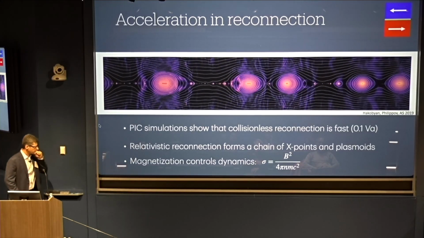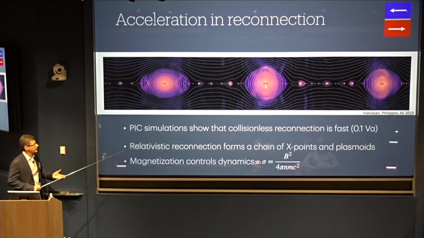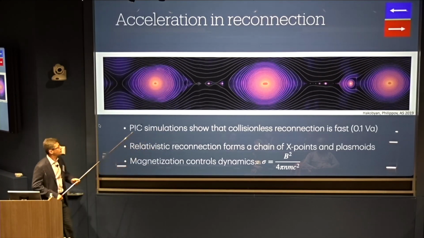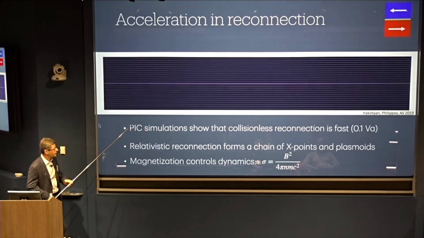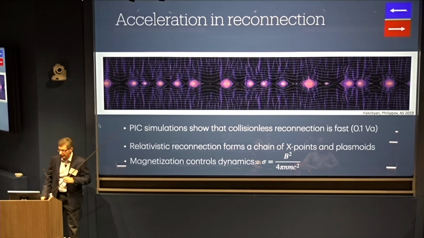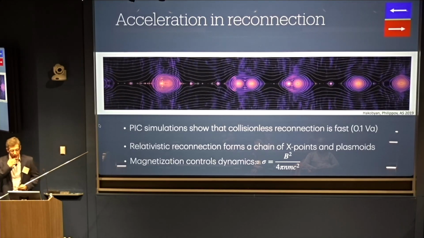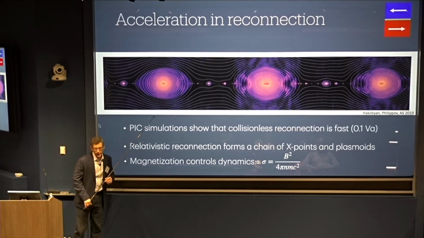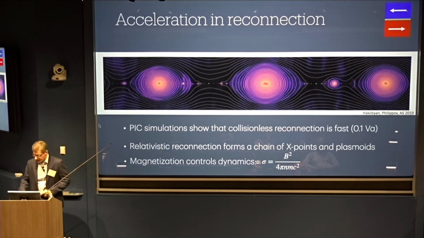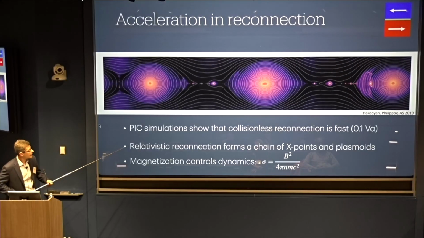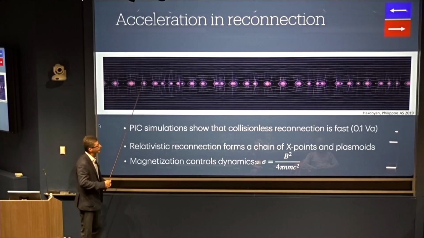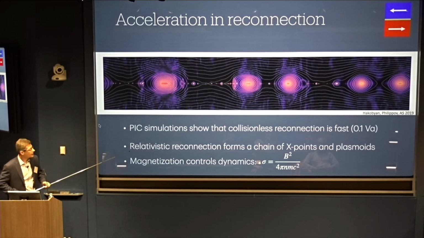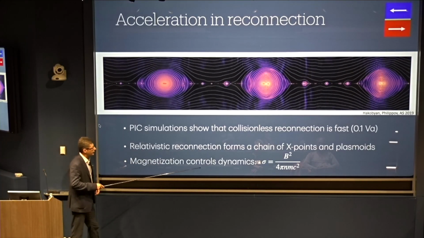The important thing is that collisionless reconnection in particle-in-cell simulations shows that reconnection can be very fast. 0.1 of the Alfvén speed is typically easily achieved. This chain of plasmoids and X points is a good source of initiating and sustaining particle acceleration. There are unstable points which have electric field that can exceed the magnetic field, and that can jumpstart the acceleration of particles.